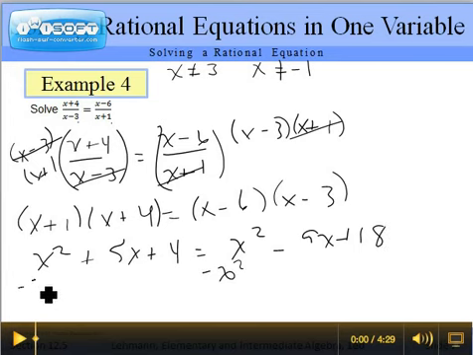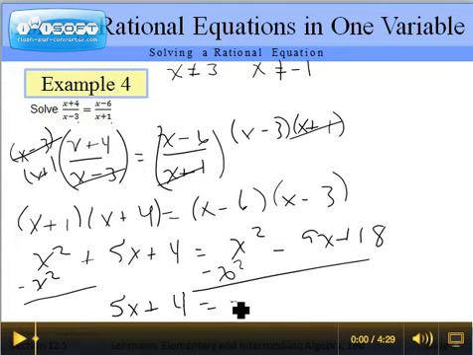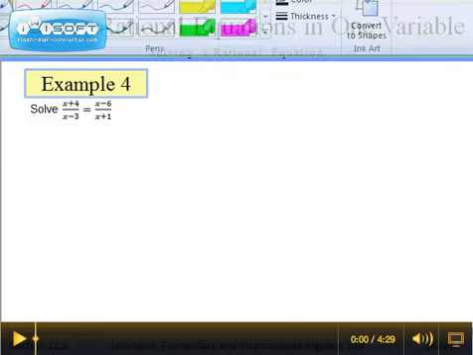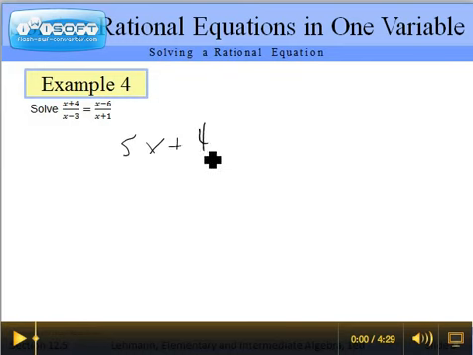Since they're both quadratics, I'll have to set my equation equal to 0. But when I subtract the x squared from both sides, I end up with 5x + 4 = -9x + 18, which is a linear equation. So let me rewrite that really quick. I have 5x + 4 = -9x + 18.